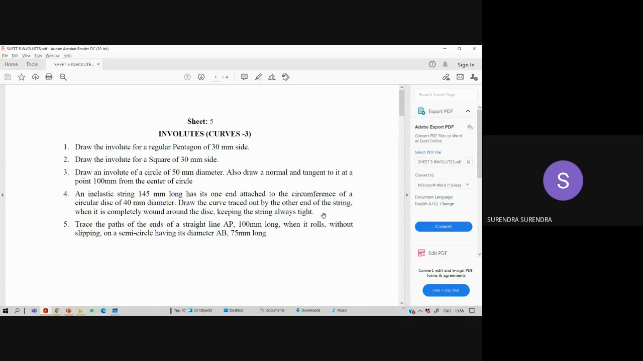So here, see the second variation. It is winding. The previous problem was unwinding. By default, we draw the involute for an unwinding case. But in this problem, it is given as when it is completely wound around the disc. So the numbering must be given in reverse order, keeping the string always tight.